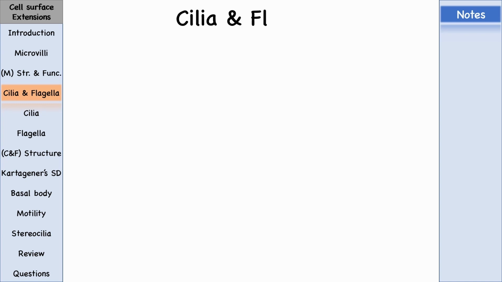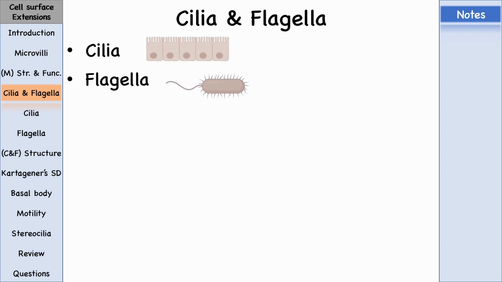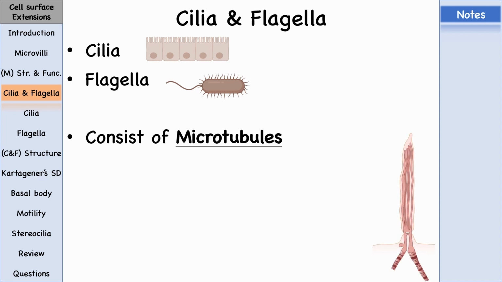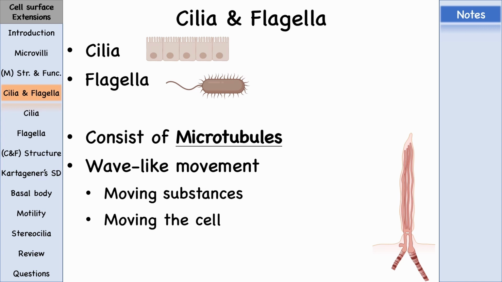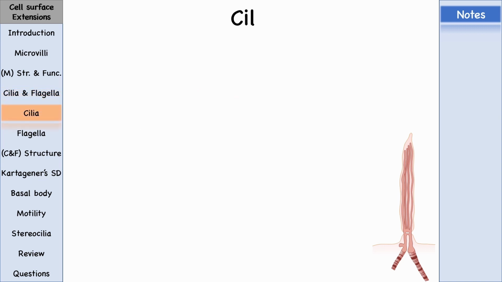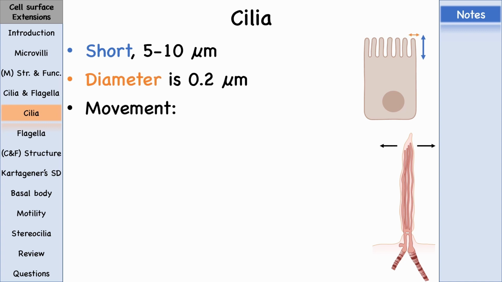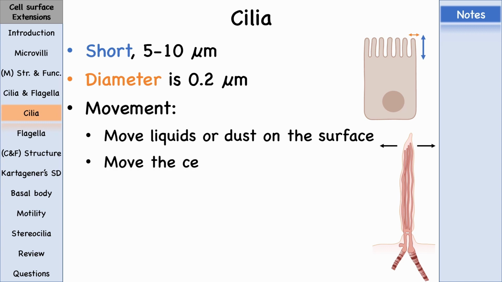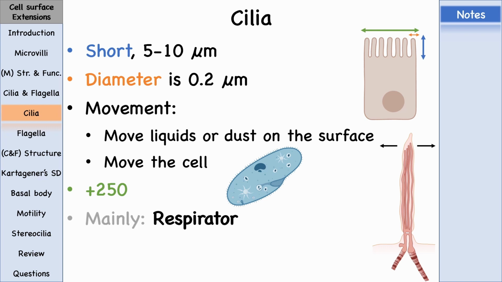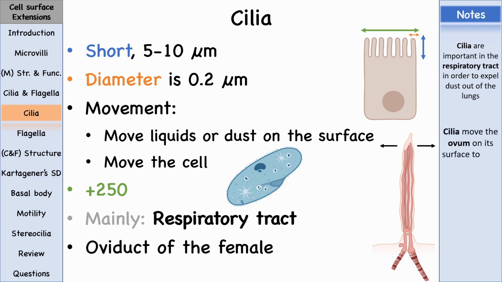And now let's move on to cilia and flagella. They are cytoplasmic extensions, both of which consist of microtubules that make wave-like movements that help them move. And this may be for moving substances across a surface or moving the cell itself. Cilia are short, 5 to 10 micrometers in length and 0.2 micrometers in diameter. They make movements to move away liquids or dust on the surface, or they may move the cell itself in some types of microorganisms. They exist in large numbers, 250 or more in a single cell. It is found mainly in the cells of the respiratory tract because it pushes back any dust toward the pharynx so it can be coughed up. It is also found in the oviduct of the female, where it pushes the egg with the same mechanism.